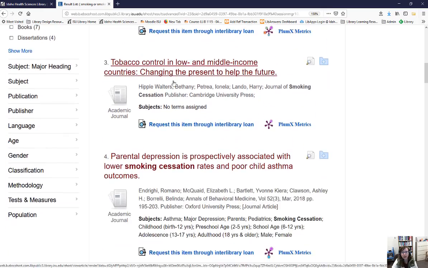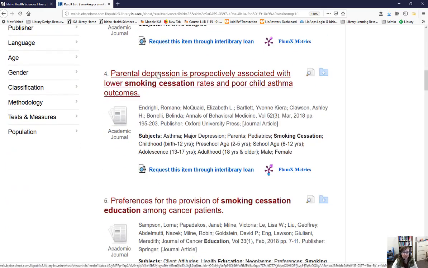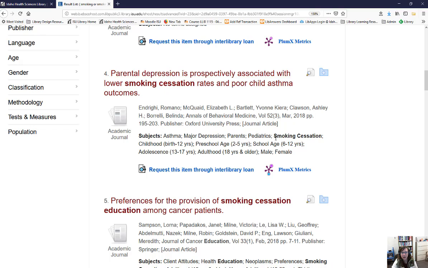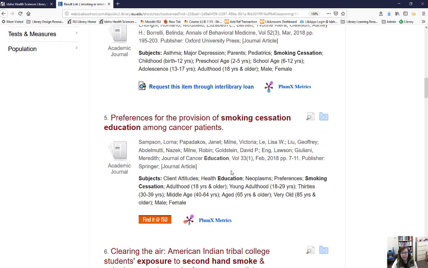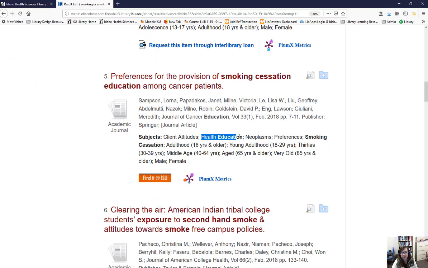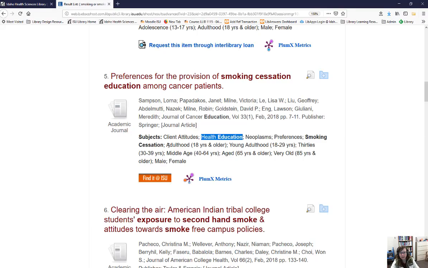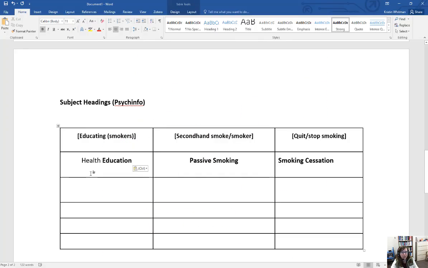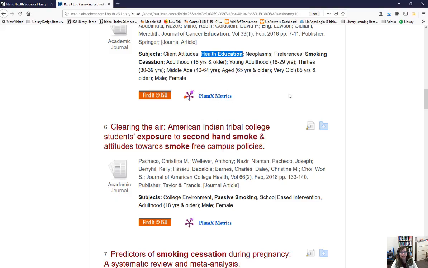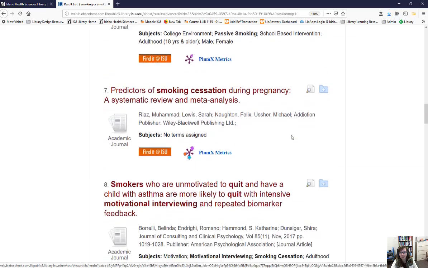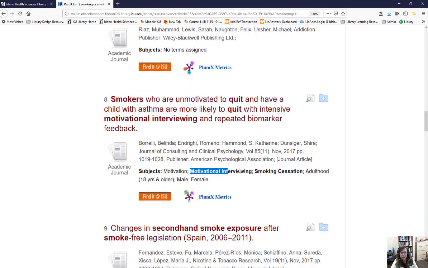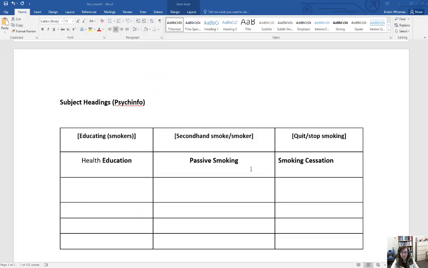So as we scroll through here, we're seeing some things: parental depression associated with lower smoking cessation rates. So it's not quite what we want, but again, we can see some options here. Health education. Health education is something that we can put under educating smokers. We're not searching with these things yet, but I'm just writing them down in case I want to move into searching with them. Motivational interviewing, I can see here, is also a subject term. Okay.